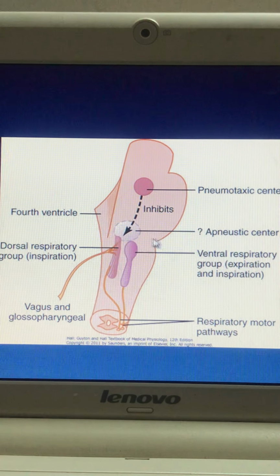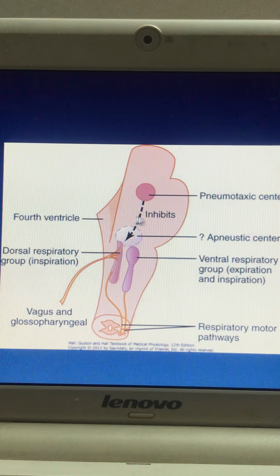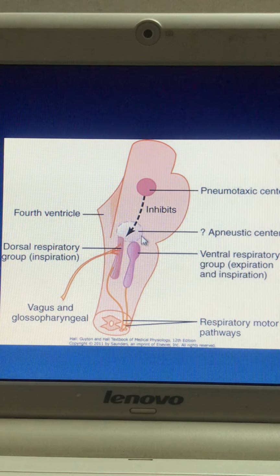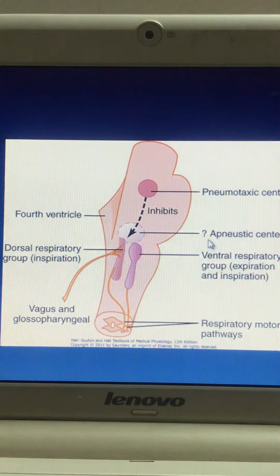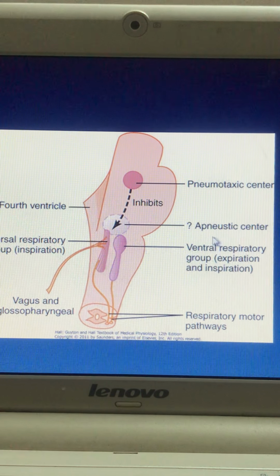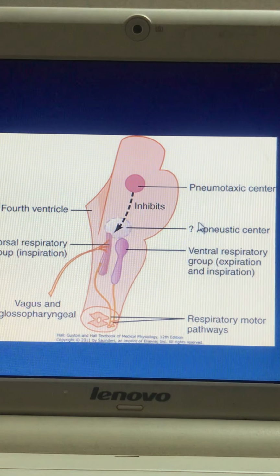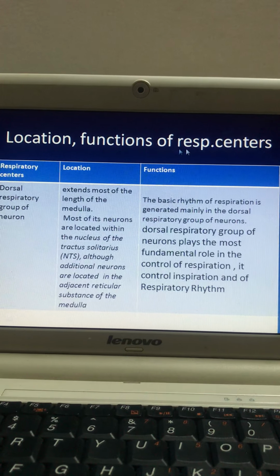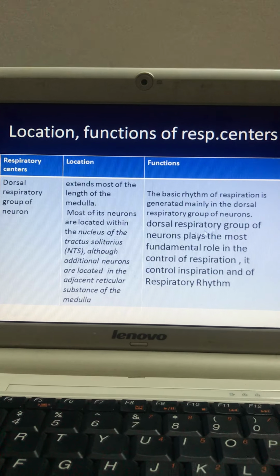Now some physiologists agree that there is another respiratory center at the lower part of the pons known as the apneustic center, but the presence of this apneustic center is now also in question. Now next, the location and functions of the respiratory centers.